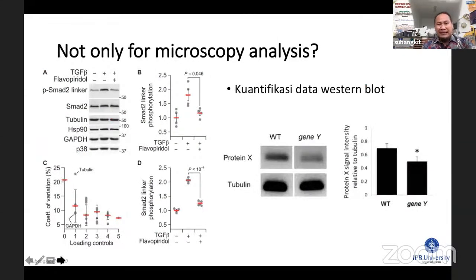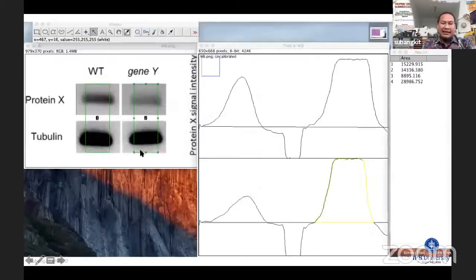And not only for microscopy analysis, ImageJ is also commonly used for quantification of, like, Western blot data or any kind of SDS-based data or dot plot analysis, to quantify the band or the dot intensity and also the size. So you can get the data like this, the area in pen number 1 like this, pen number 2 like this, number 3 and number 4. So we can make the score, and then we can do statistical analysis.